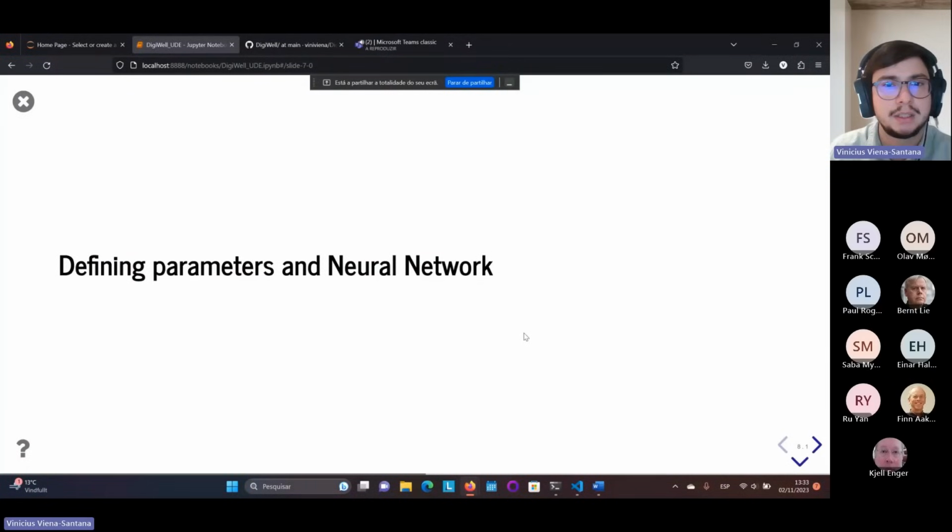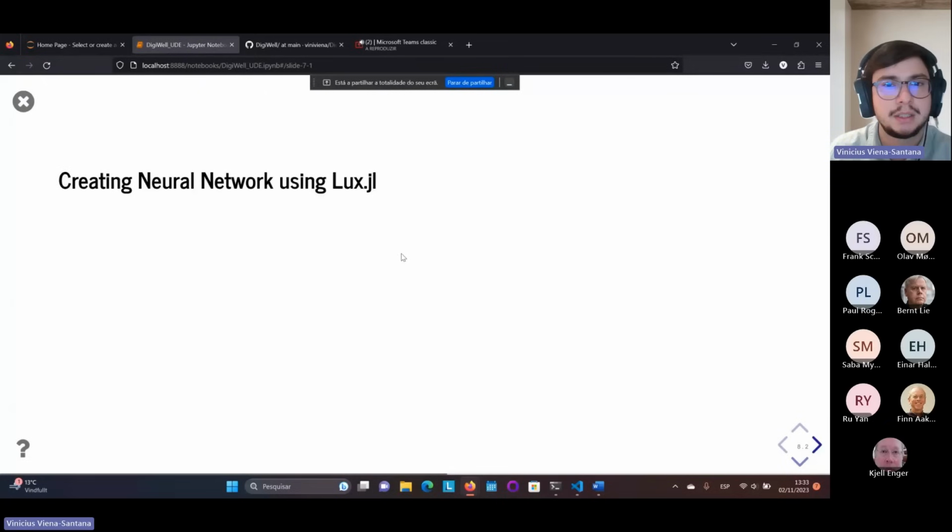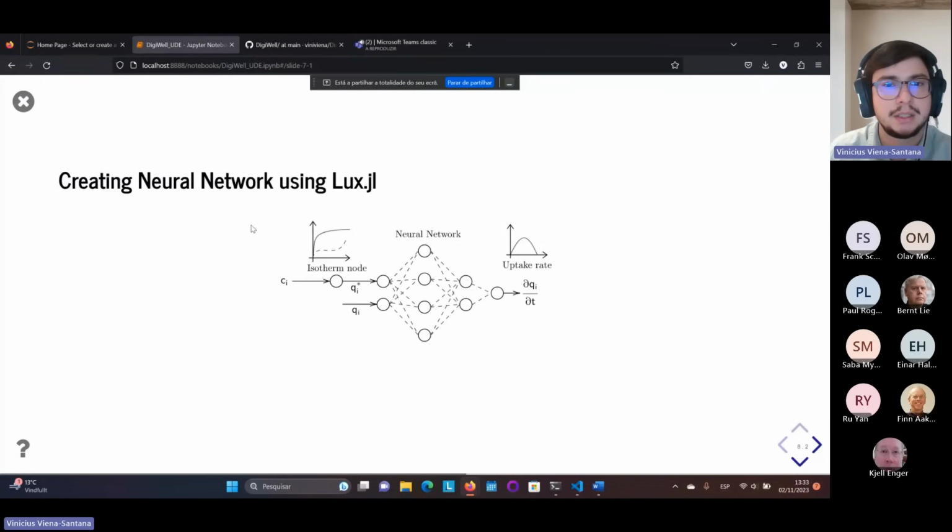So, as I was speaking about universal differential equations, I have my universal approximator and I have my differential equation. First of all, let me build my universal approximator, which is the neural network. And to do so, I'm using the Lux.jl library. First of all, let me just explain what the structure of our neural network will be.